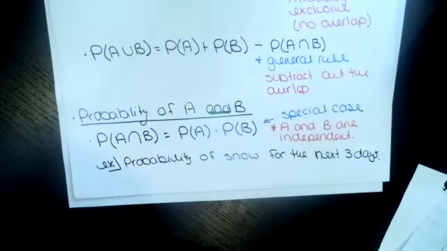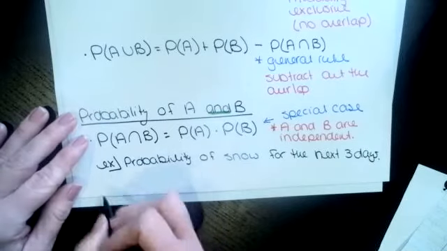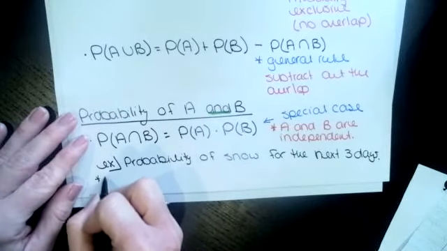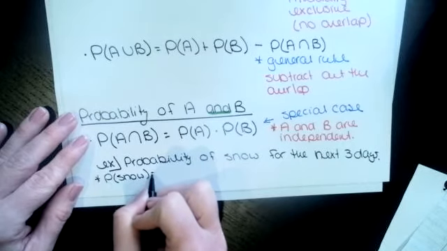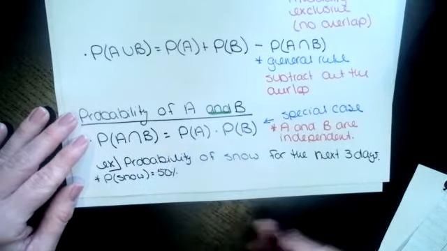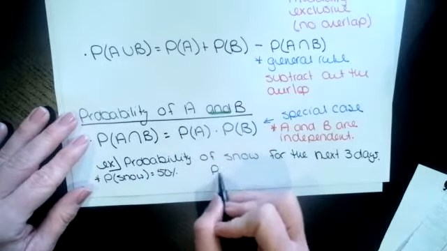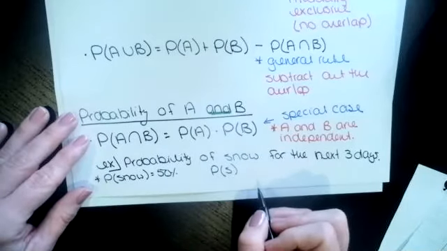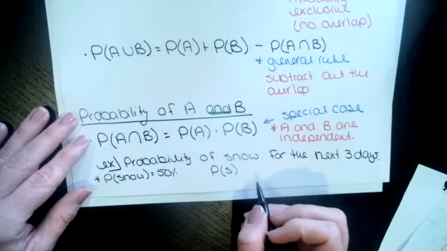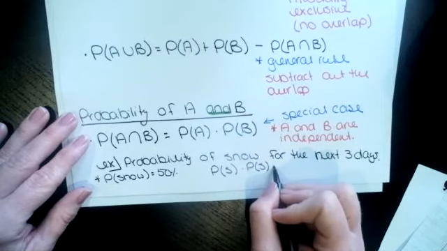So maybe the probability is 50% each day. Okay, it's 50-50. It's going to snow or not. So I'm just going to kind of make a note of that. The probability of snow equals 50%. So if I want it for the next 3 days, what I'm looking at is the probability. I'm going to abbreviate with just an S because I'm running out of room. The probability of snow times the probability of snow times the probability of snow.